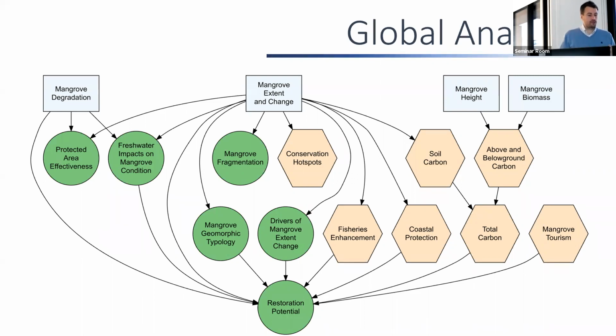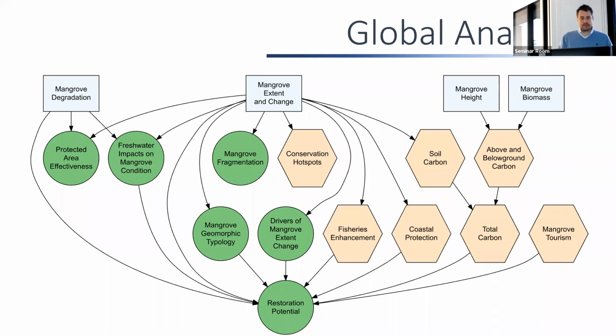These allow us to do downstream analysis, so the things in the green circles, which relate to things we'd like to know. How fragmented are mangroves? What's caused them to go into decline? How effective are protected areas? And what's the restoration potential of the sites? And finally, in these beige hexagons are the ecosystem service values. It's really important that we can start to value mangrove ecosystems in terms of things like carbon, fisheries, and coastal protection. So these data sets are all linked together. I'm going to go through a few examples of each one of these.